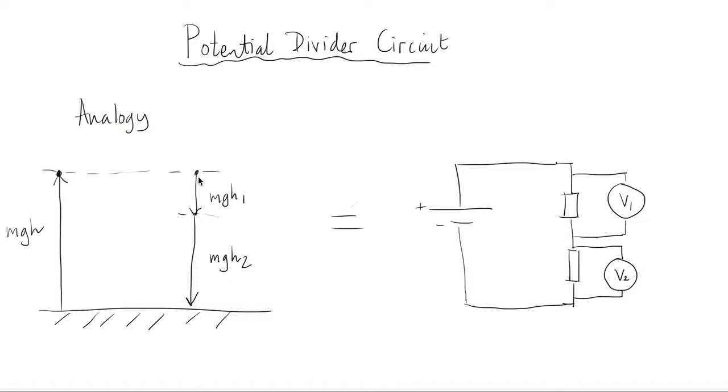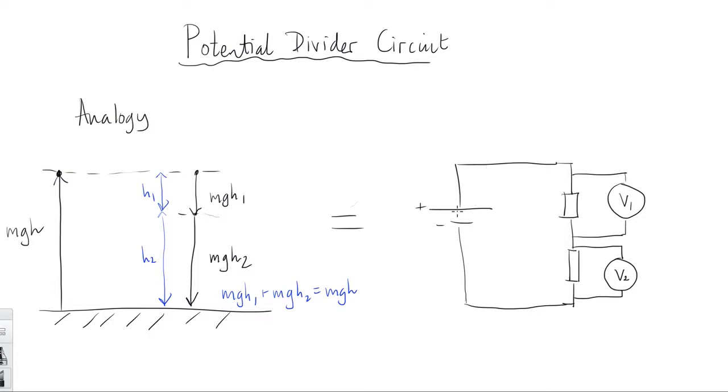Then if I first pour out the bucket of water to this height here, let's say this height here is h1, it will have lost gravitational potential energy mgh1. If it was to pour out again from this level down to the ground, it would lose gravitational potential energy mgh2, and the sum of these two, mgh1 plus mgh2, should equal mgh due to conservation of energy, giving no other losses. So this is analogous with the potential divider circuit here.